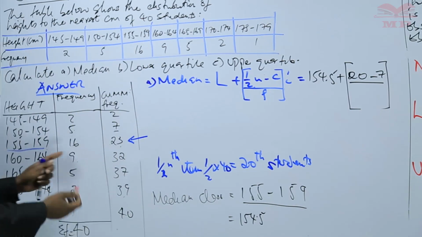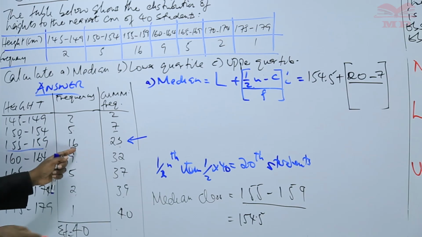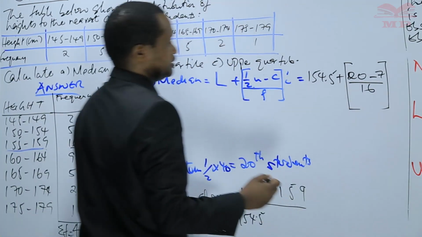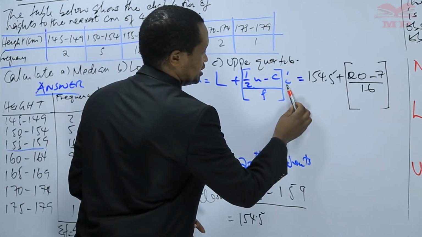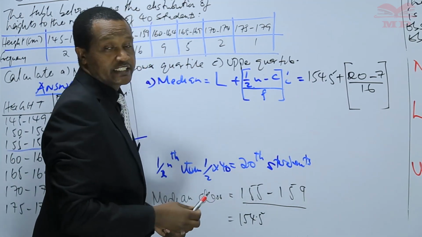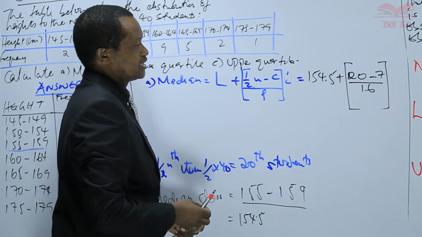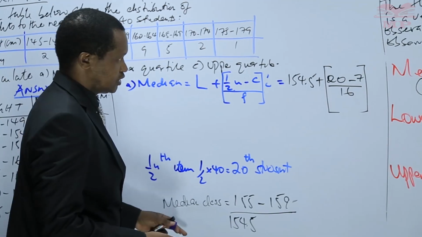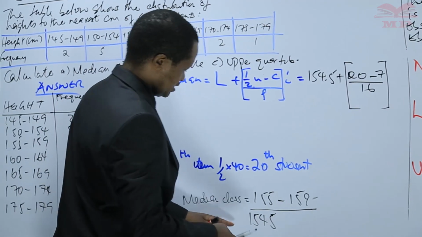The frequency of the median class is 16. What else do we need to calculate? We need to determine the class interval of the median class. So learners, we are going to get the class interval of the median class.